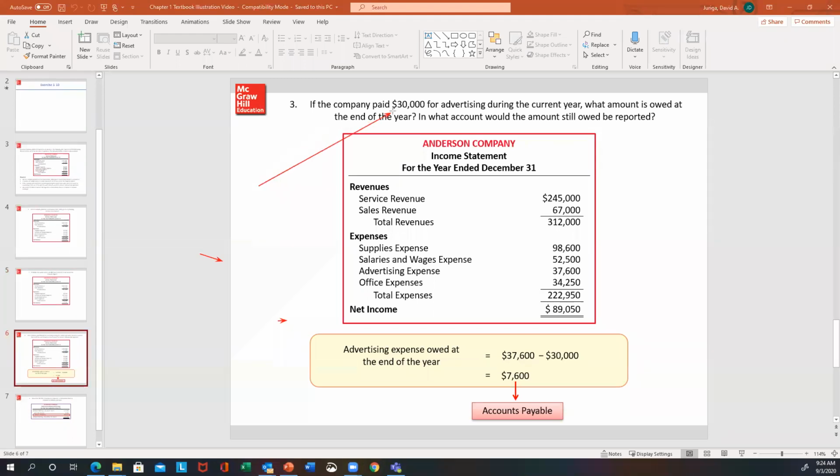They said if the company paid $30,000 for advertising, this is again what they paid, and again they're showing 37.6, meaning that they haven't paid all their advertising. That just means that they still owe $7,600, and that would most likely be a part of accounts payable on your balance sheet.